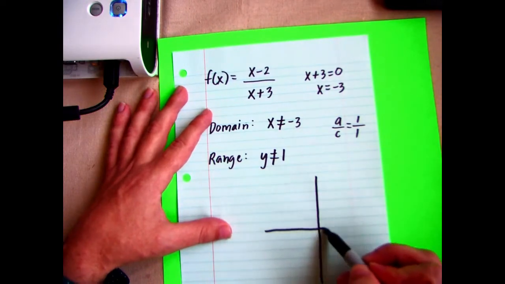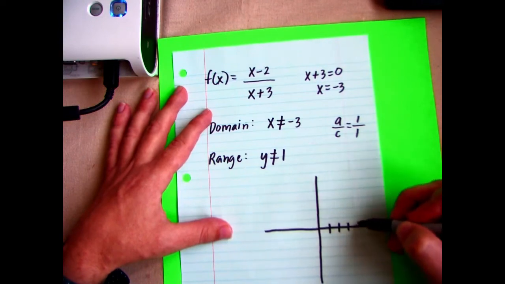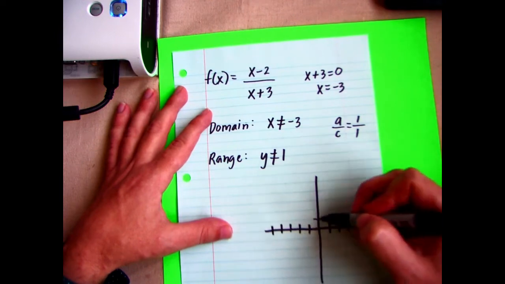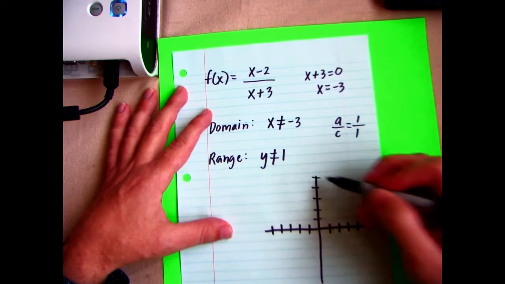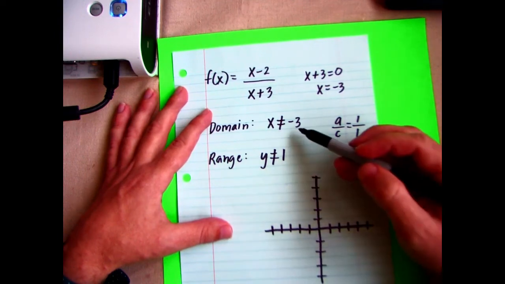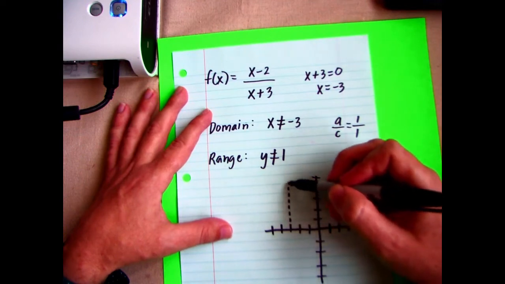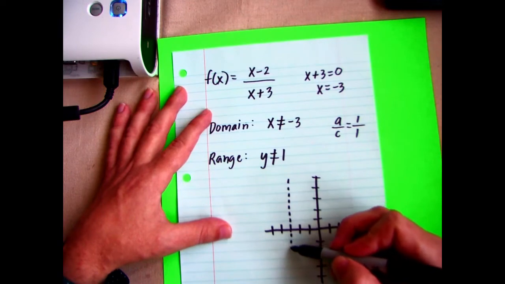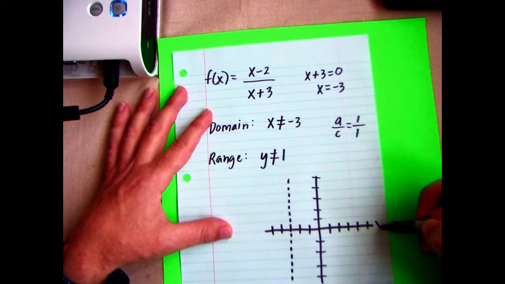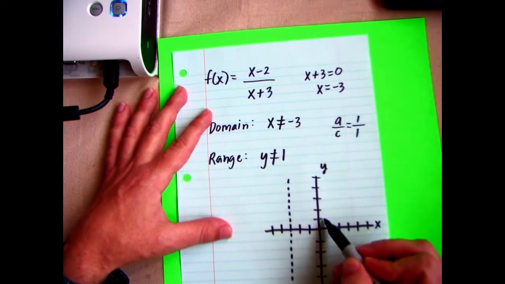Those are going to be our asymptotes. So we have a vertical asymptote through x equals negative 3, because x cannot be negative 3. And we have a horizontal asymptote through y equals 1, because y cannot be 1. So here's the vertical asymptote through x is negative 3. And here is the horizontal asymptote through y equals 1.